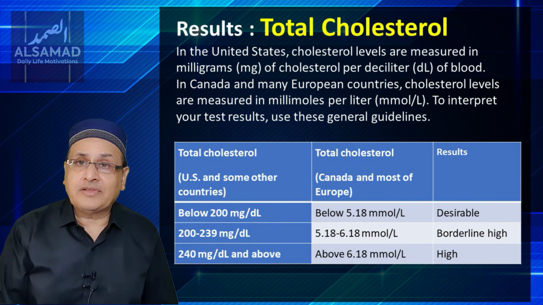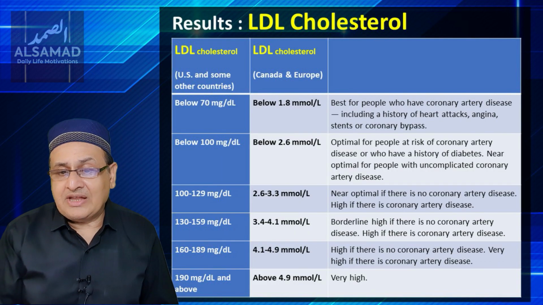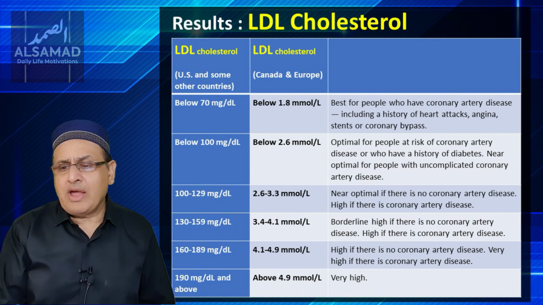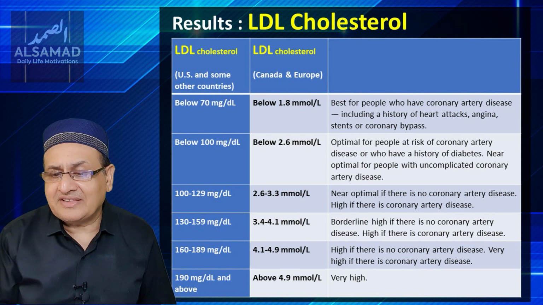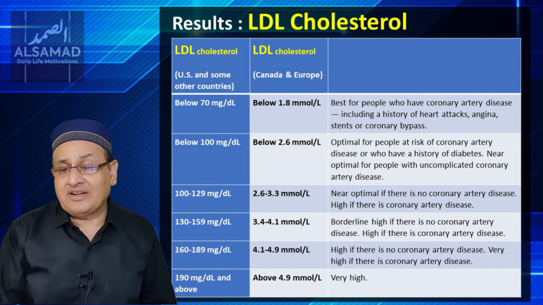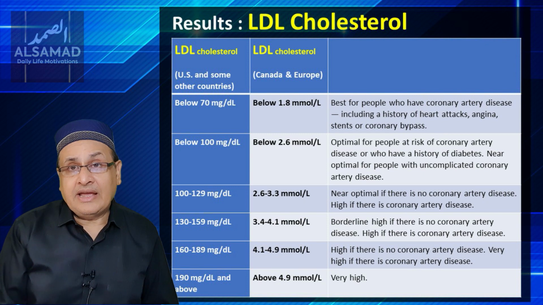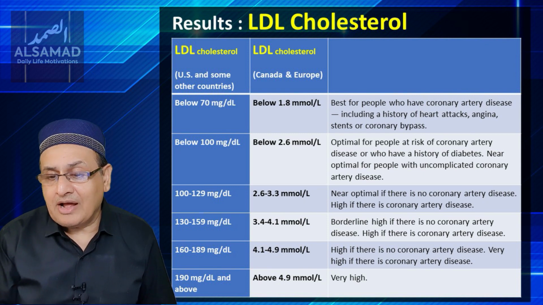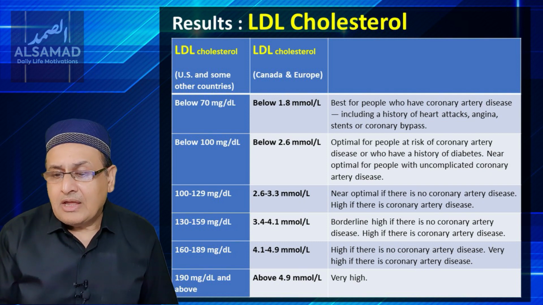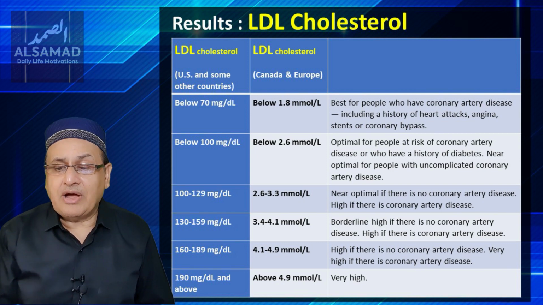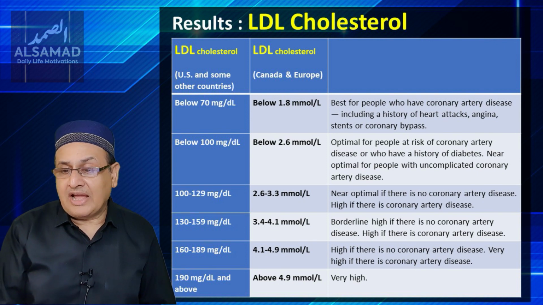And for LDL, you need to take care about LDL below 70 milligrams per dL. This is best for people who have coronary artery disease, including a history of heart attacks, angina, or having stents or coronary bypass. And if your result is below 100 milligrams per dL, it's optimal for people at risk of coronary artery disease or who have a history of diabetes.